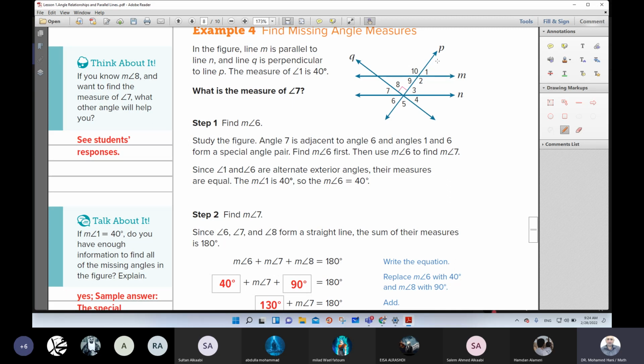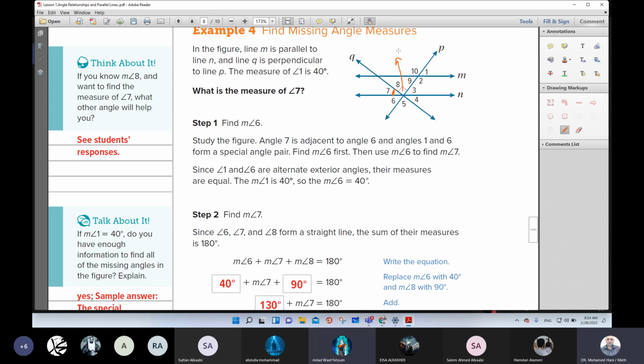And as you see here, we have 10 angles. What is the measure of angle 7? What is the measure of angle 7? This part. How to find the measure of 7? We want to find at first the measure of 6. To find the measure of 7, we want to know the measure of 6. And as you see, this sign means 90.